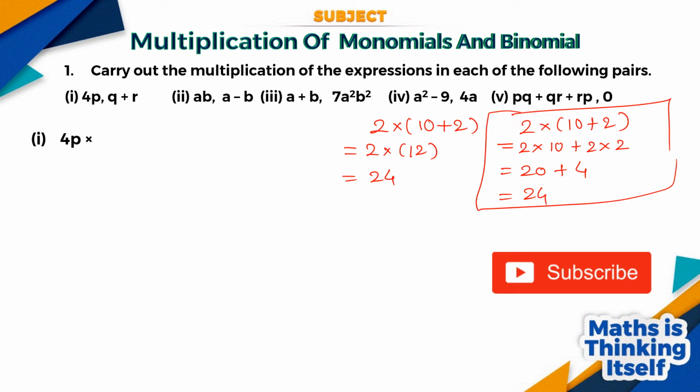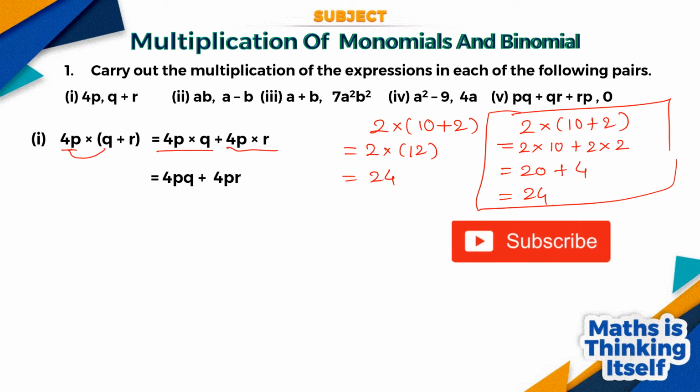So now let us take the example 4p multiplied by q plus r. So 4p is multiplied with each term in the binomial. The first term is q, so 4p multiplied by q, and the second term, 4p multiplied by r. Then we have to do the multiplication. Now you have to multiply the numerical coefficient with the numerical coefficient and variable with the variable, and then write the answer. So 4pq plus 4pr is the answer.